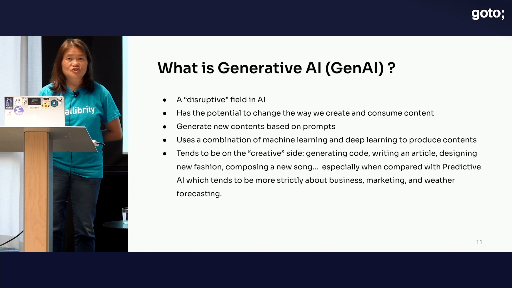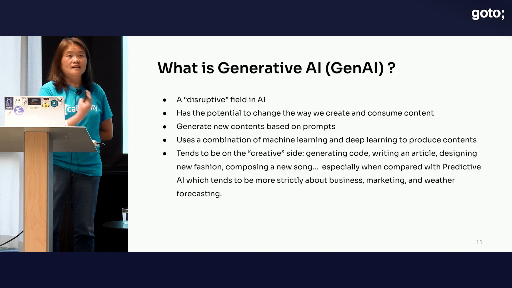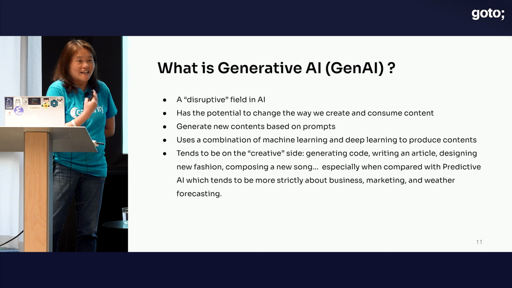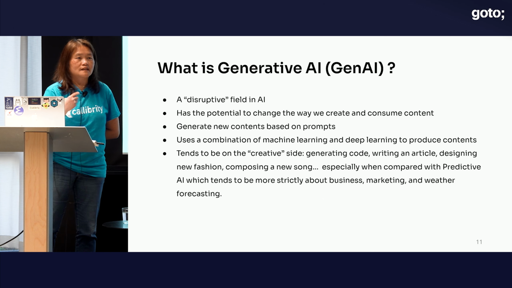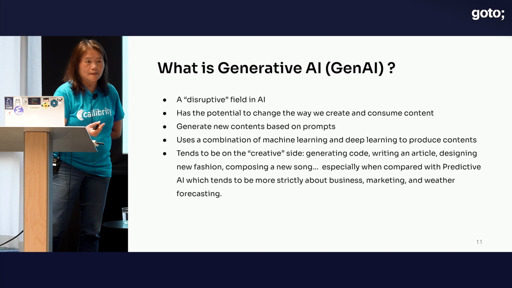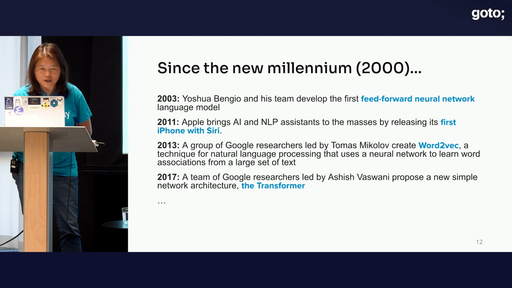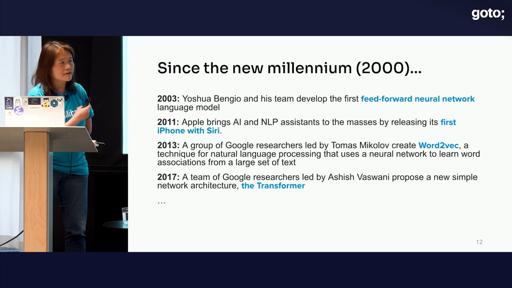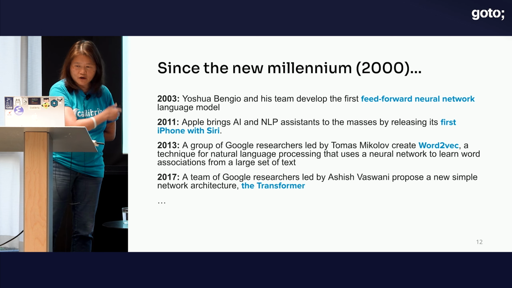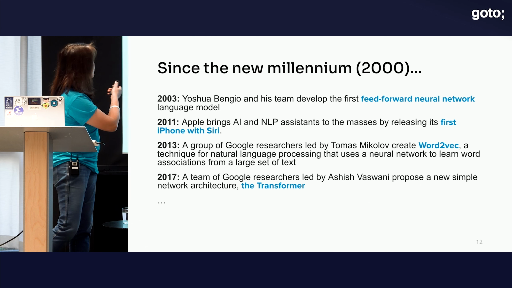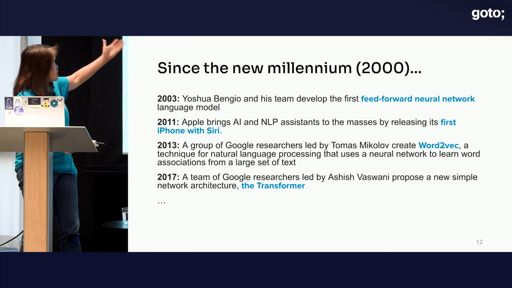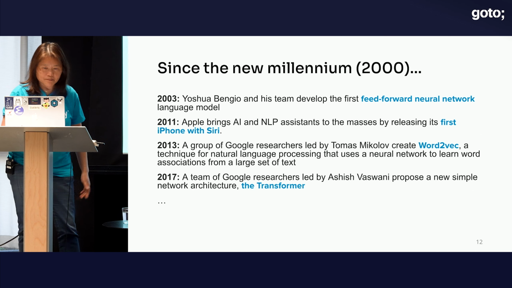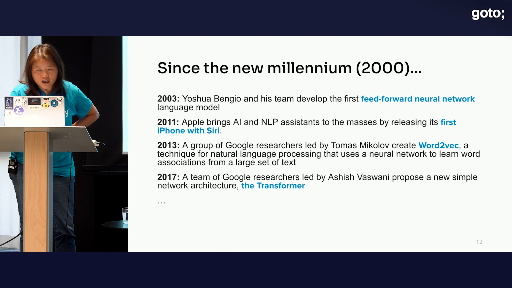We can now see generative AI being able to answer questions like another human being, like you talk to it, and writing a blog post, and composing a song, and as we can see, generating a video clip, that type of stuff. So without saying, we already know. And this is just pointing out, right, it has exploded since 2003, all the research being done. I mentioned Apple brings AI and NLP assistant to the masses by first releasing iPhone with Siri. So that would be the first NLP kind of product too.